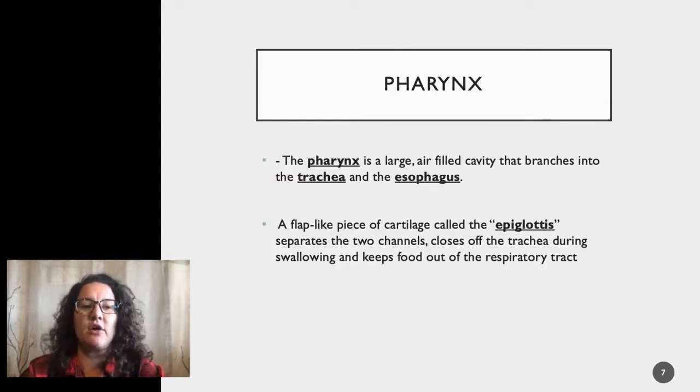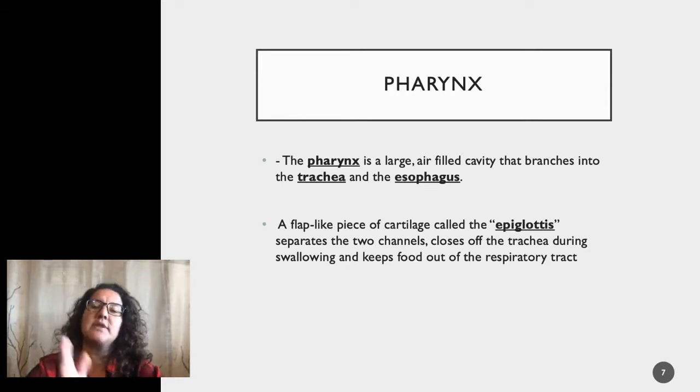The pharynx is a large air-filled cavity that branches into the trachea and esophagus, so it's at the back of our throat. There's that flap-like piece of cartilage called the epiglottis that we spoke about in the digestive system, which separates the 2 channels, and it will close off the tracheal tube during swallowing to keep food out of the respiratory tract.